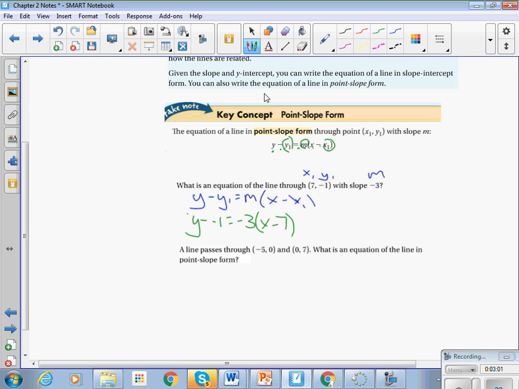So then you simplify this, so that's minus a negative is a plus. So it's y plus 1 equals -3 times x minus 7. And that's the equation of our line.